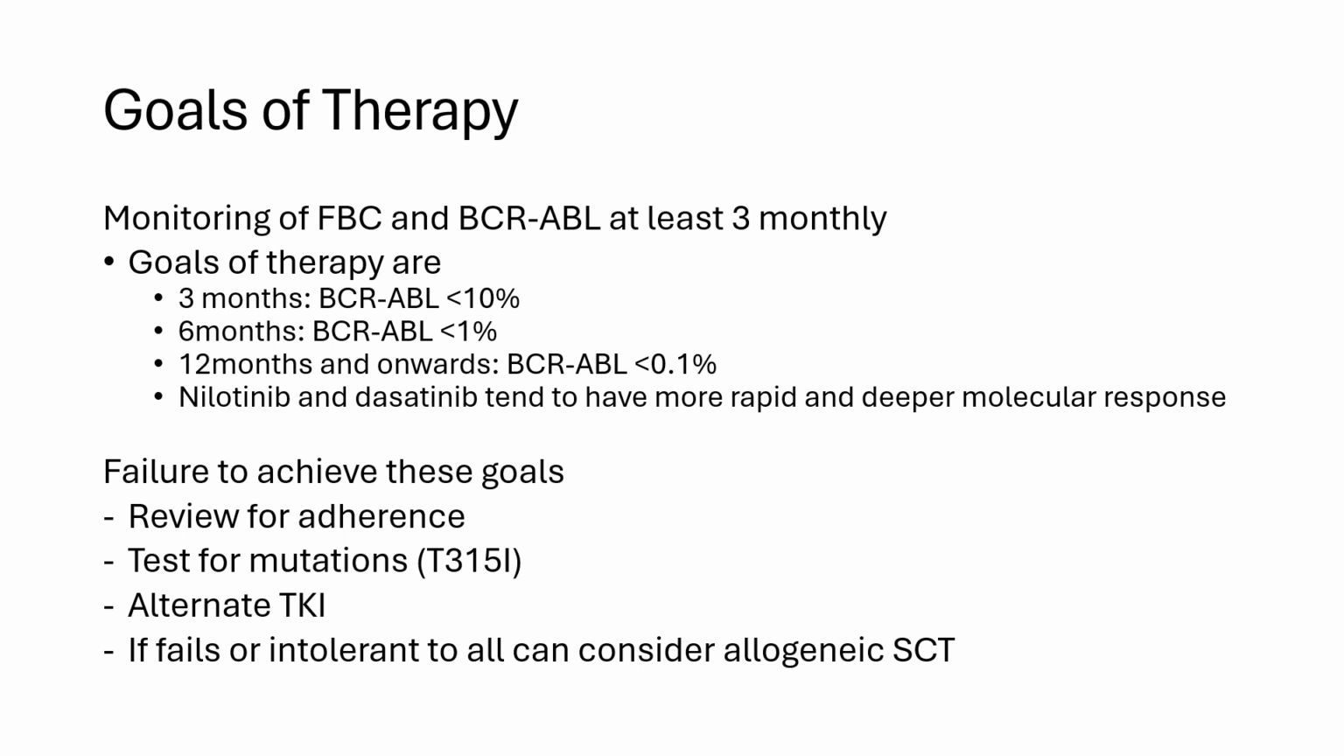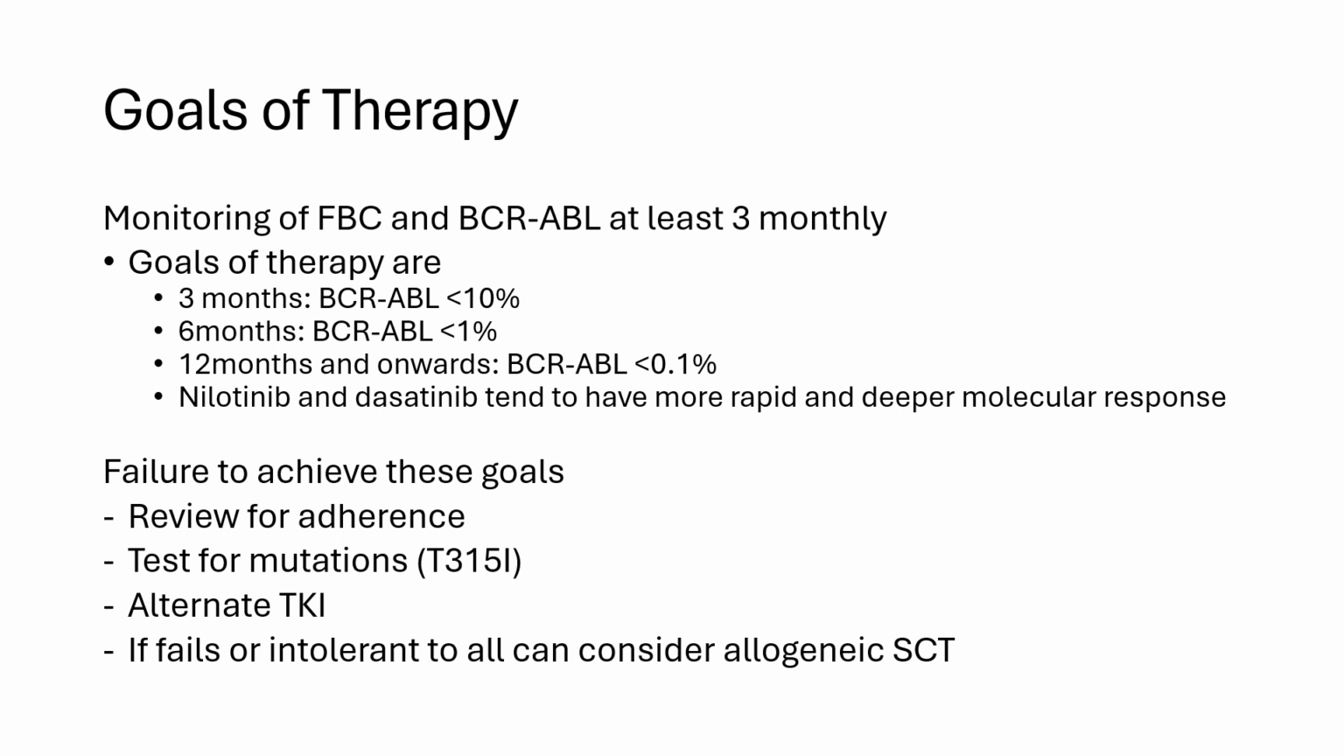So goals of therapy, we use the BCR-ABL as a target. If you're having therapy for 3 months, you should be able to get the BCR-ABL less than 10%, and at 6 months you want it less than 1%. And then 12 months and onwards, you want it less than 0.1%. And if you can't do that, then the drug's not working, essentially, and you have to look at something else. Generally, nilotinib and dasatinib seem to have a more rapid and deeper molecular response when compared to imatinib, and that's usually what we want to do.